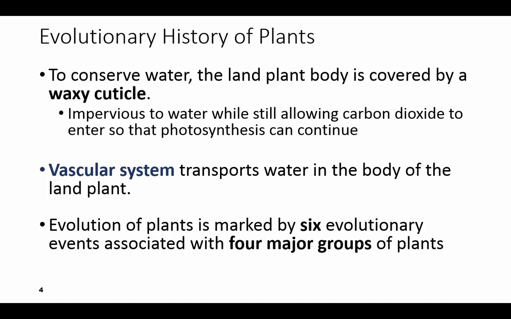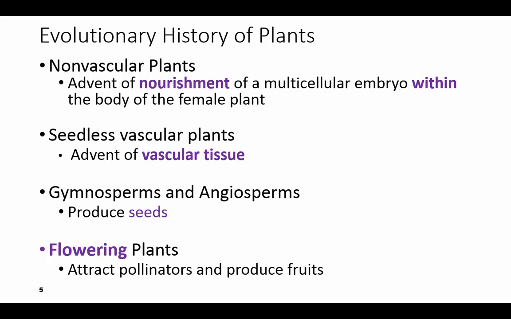And when we look at the evolution of the plant, we've got 6 evolutionary events that are associated with the 4 major groups. The 4 groups are non-vascular, seedless vascular, gymnosperms and angiosperms, and flowering plants. In the non-vascular plants, the adaptation is the nourishment of the embryo within the body of the female plant. The seedless vascular plants are where we started seeing these vascular tubes or systems that move the water and the nutrients to all parts of the plant.